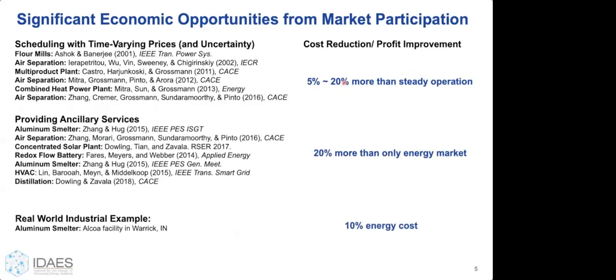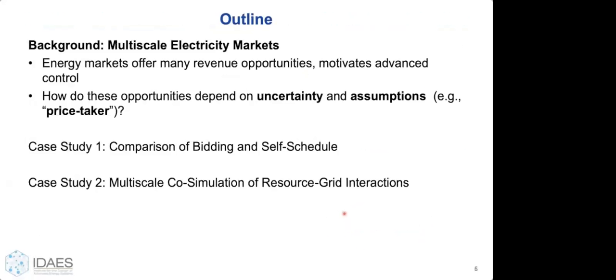And finally, I want to point out that Alcoa actually does this with their aluminum smelters, and they've publicly said participating in markets has reduced their energy costs by 10%. So hopefully you're convinced that there's a lot of opportunities coming from these multi-scale hierarchical energy markets, and this can really motivate a lot of good control research questions.